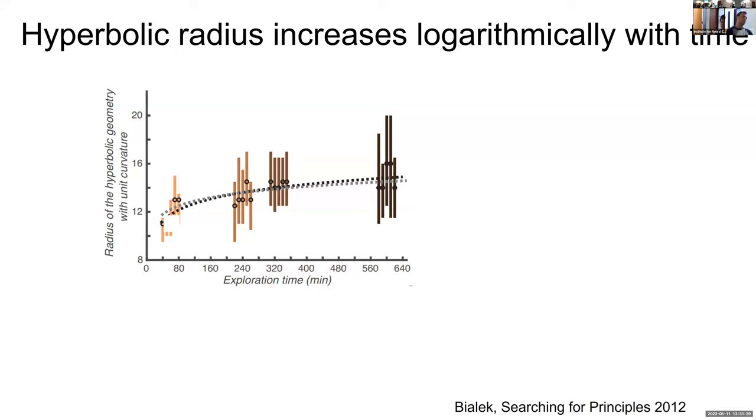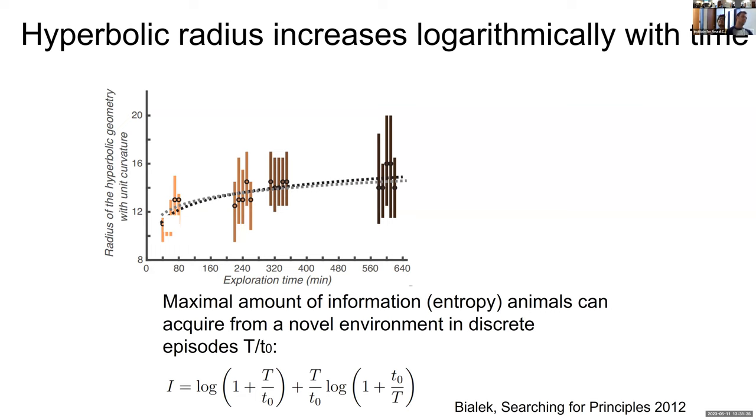And then, you know, they say every theorist should have a logarithm in their presentation. So here it is. It turns out that you can fit it with a logarithm. A lot of things can be fit with a logarithm, but in this particular case, there is actually a theoretical justification. If you look at the information that can be acquired in a Poisson process, in times of delta t, then this information goes as log 1 plus t over some normalizing constant, and then there are some corrections.